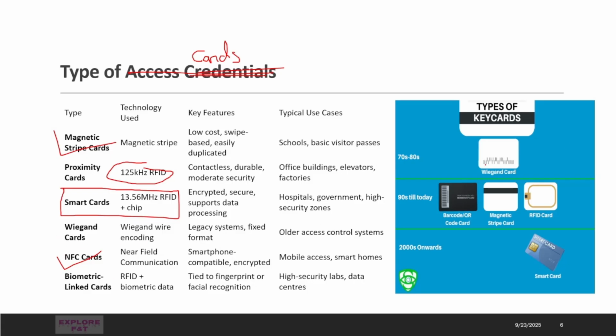If you see here on the right side, there was an image. So the Wiegand card was invented in the 70s and 80s. It looks like that. And from the 90s till today, they are using barcode and code cards. Okay, and this is magnetic strip, and here RFID, radio frequency identification. Now this one is a smart card. So these are the cards. If you want to take a screenshot, you can take it.